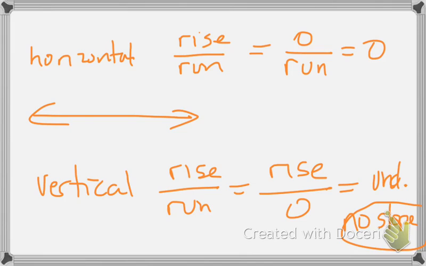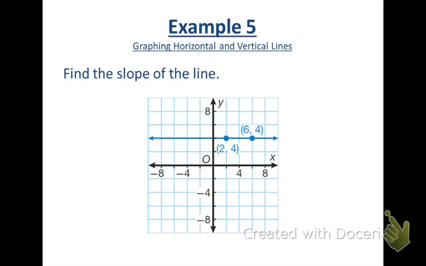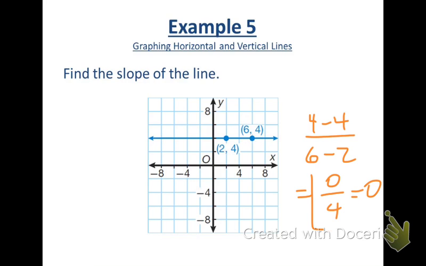Okay? All right. What's the slope of this line? Why? Because it's horizontal, right? But if you wanted to apply the slope formula, the change in y is 4 minus 4. Change in x, 6 minus 2. That's 0 over 4, which is 0. Now, if you give me this as any answer on a slope problem, I am going to count it wrong. Because I need you to know that that equals 0.